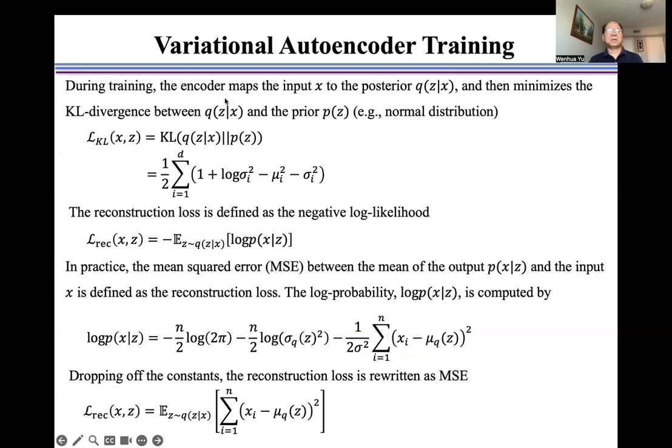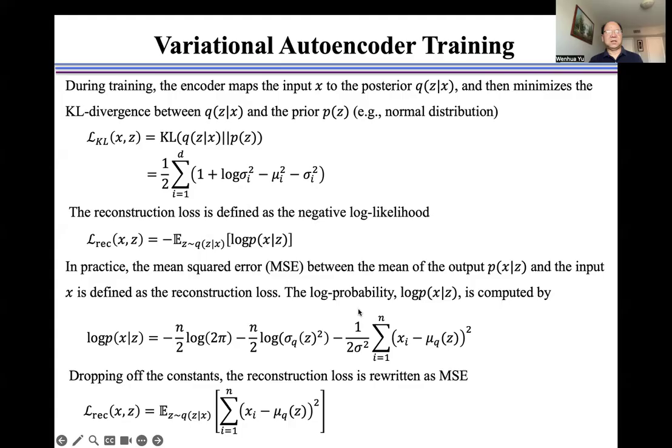During training, the encoder maps the input x to the posterior q, and then minimizes the KL divergence between q and p, as shown here. The reconstruction loss is defined as a negative log likelihood, as shown here. In practice, the mean squared error between the mean of the output p and the input x is defined as the reconstruction loss.